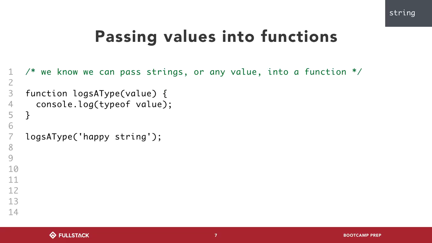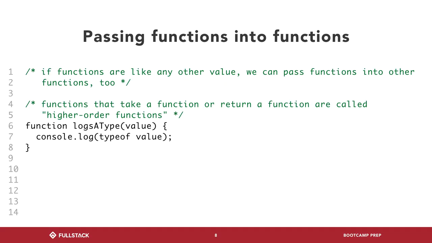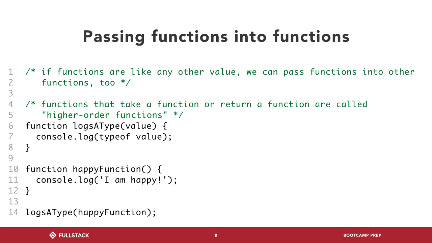Passing values into functions, right? So we have a function called logs a type. It takes in a value and then it literally just logs the type of. So when we feed it in a string, we're going to get back type of happy string is a string, right? Nothing fancy, nothing new here. But like we said, if functions are just values, variables, however you want to call them, if they're just like all the other variables we've seen in JavaScript, it also means we can pass in what? Functions, like we do any other parameters, right? And so now I do logs a type and I pass in a function that I've written.